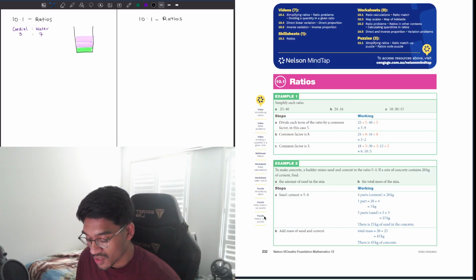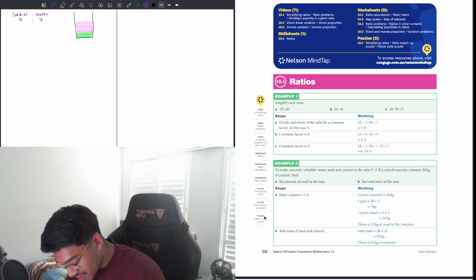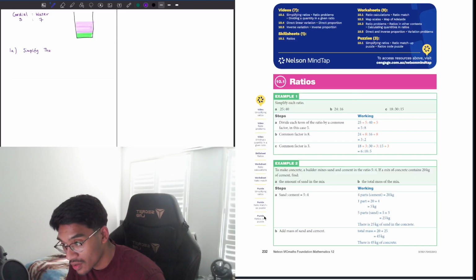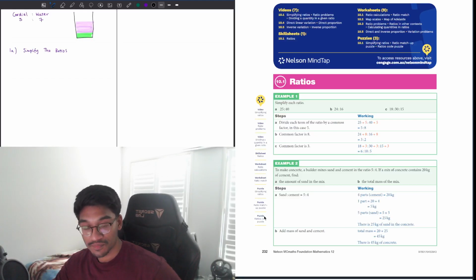So, getting straight into example 1. Example 1 says simplify these ratios. Let's do 1a, simplify the ratios. A says 25 to 40.